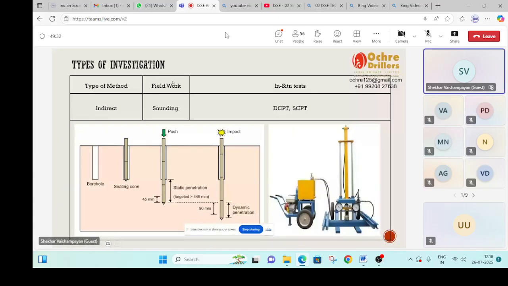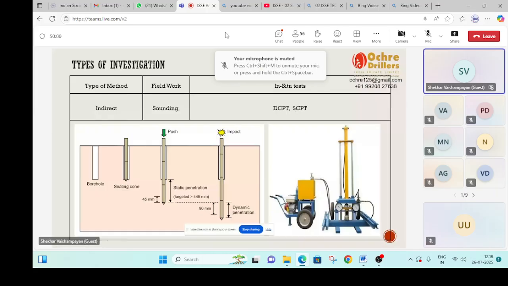Now we have seen the direct method. We have seen the semi-direct method. Now we're going to the indirect methods. The first indirect method is sounding. What is a sounding? In India we call this CPT or SCPT, the static cone penetration test. In international code markets, we call this the cone penetration test.